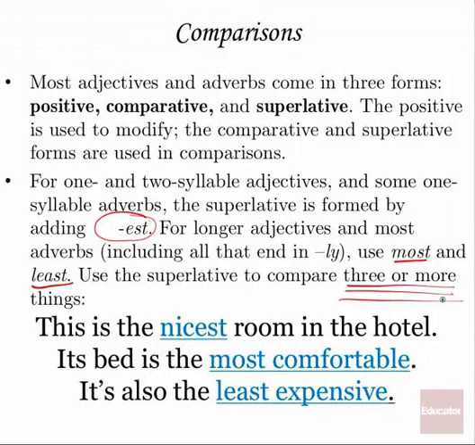Have to have that if you're going to use the superlative, because if you only had two, you'd be using the comparative. So this is the nicest room in the hotel. Now you're comparing this room to all the rooms in the hotel. Presumably there are three or more of them. So you say it's the nicest. Its bed is the most comfortable. It's also the least expensive.